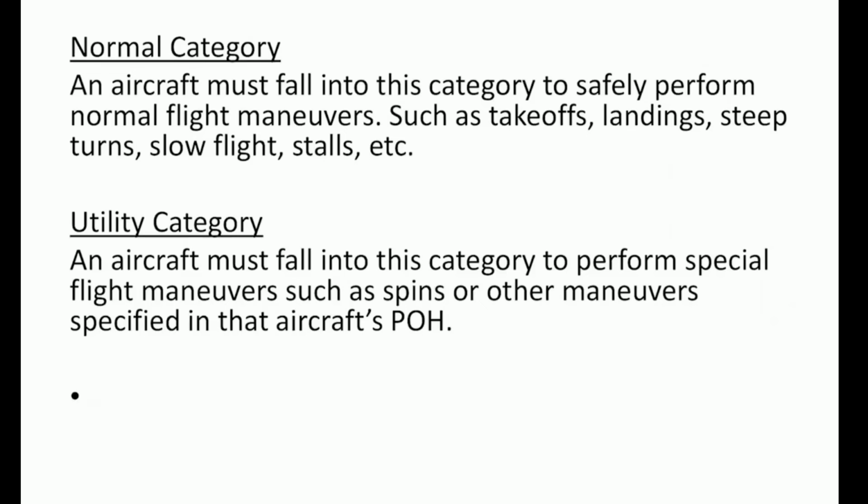Your aircraft is certified for a few different categories, and when you do your weight and balance, depending on how the weight and balance lines up, you can end up in either normal category or utility category. If it's a normal category, this is for you to do your regular maneuvers, your takeoffs, landings, steep turns, slow flight, and stalls. But if you're trying to do stuff like spins or other maneuvers, you've got to make sure the aircraft is weighed for utility category.